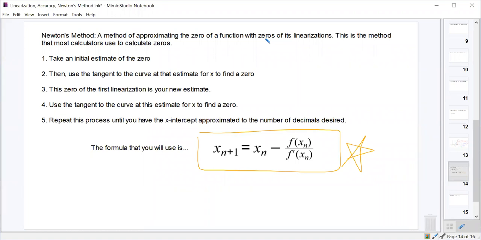Like some functions, let's say the cube root of x or the cube root of x plus 1. Based on the nature of that, if you pick something that's a little bit too far away from the actual value, it ends up getting you further and further away from it just because of how that function is drawn.